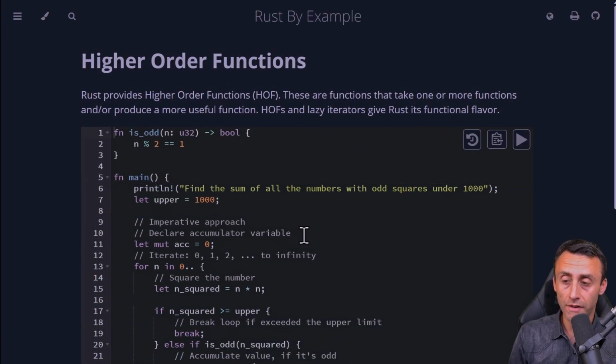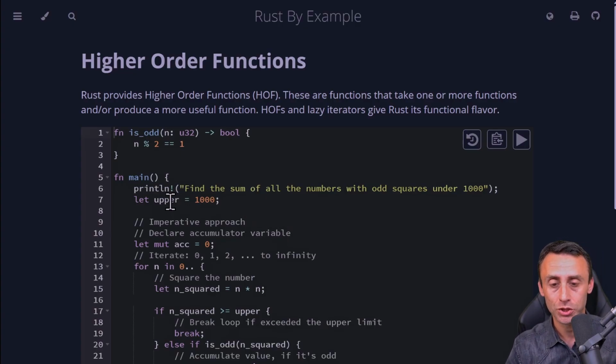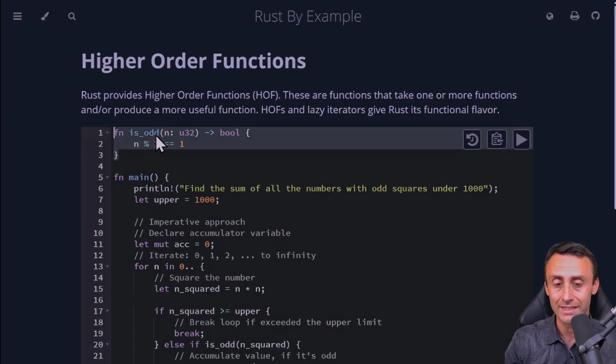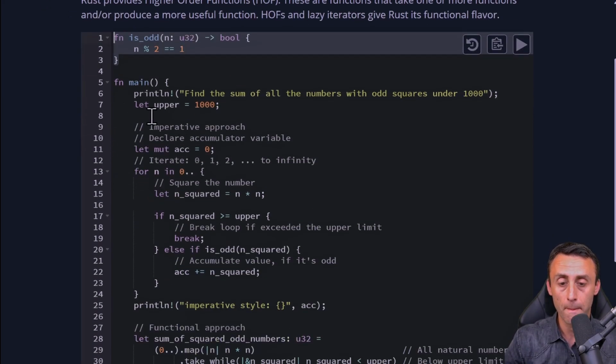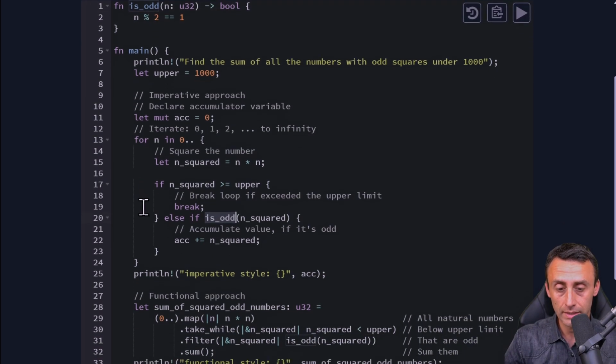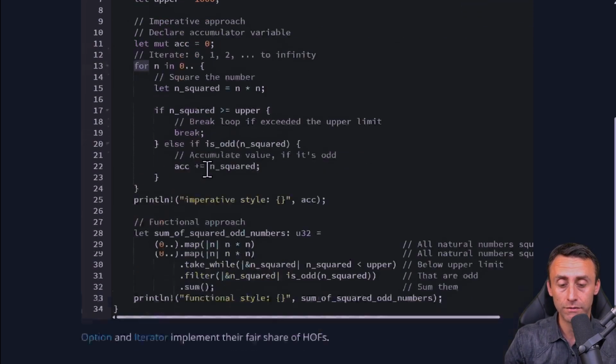Higher order functions. Rust provides higher order functions, which are functions that take one or more functions and produce a function which is hopefully more useful. Let's see an implementation. We have this function is_odd that returns a boolean, and then we have this function main, and inside it we are using the is_odd function inside this for loop.